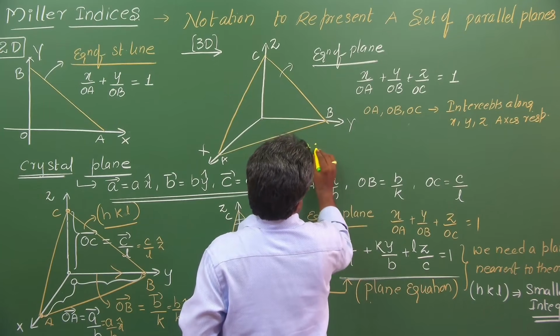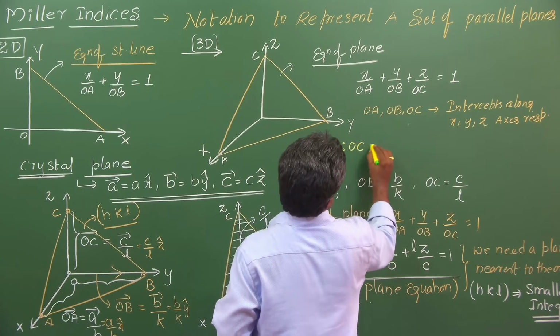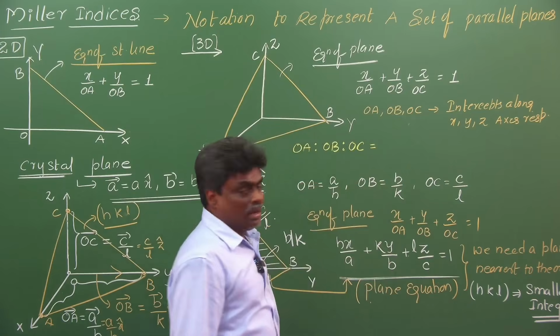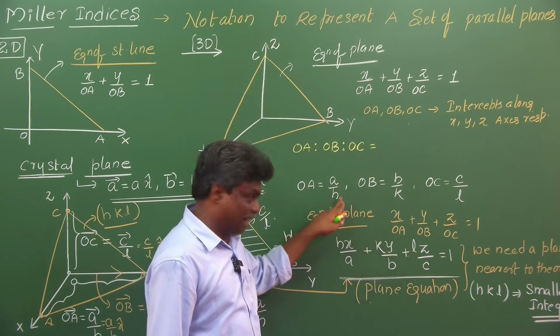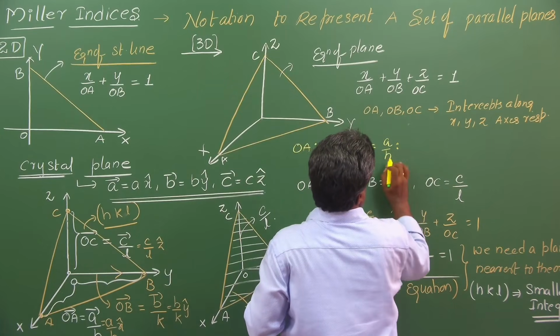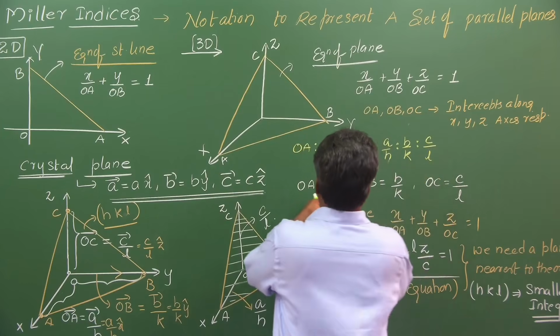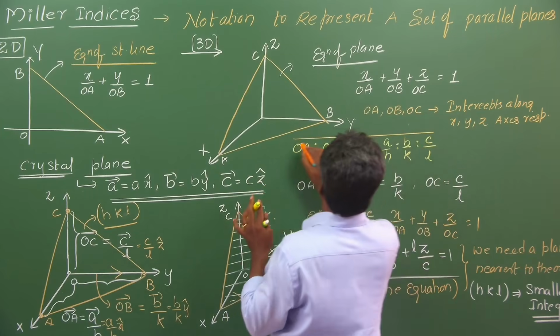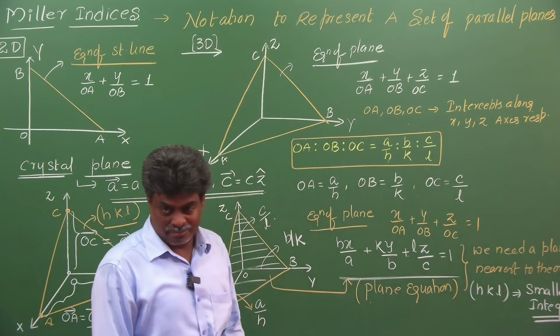OA is to OB is to OC. What are these? Intercepts. If you see OA, what have you written? A by H, B by K is to C by L. Just remember this, you will get the answer. No need to worry about anything.